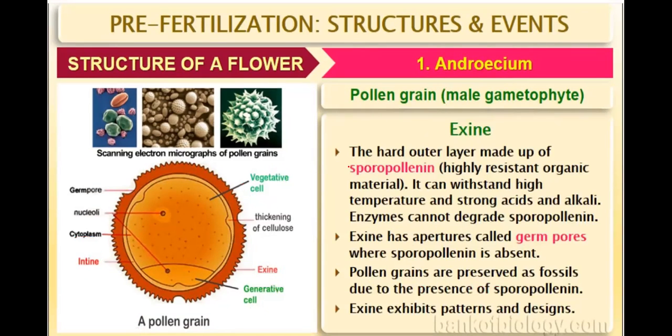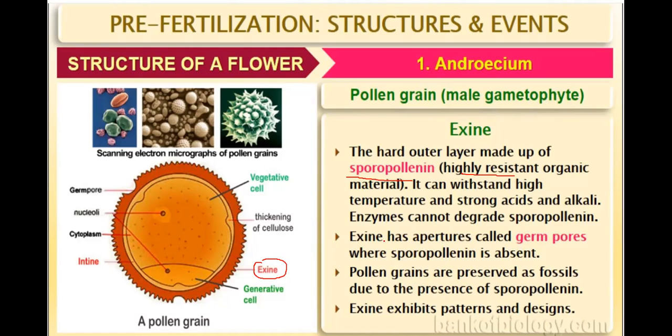Now, the hard outer layer is made up of sporopollenin. The exine is made up of one chemical called sporopollenin. This is a very frequently asked, very popular question. So the exine of the pollen grain is made up of sporopollenin. It is a highly resistant organic material. It can withstand high temperature and strong acid and alkali.